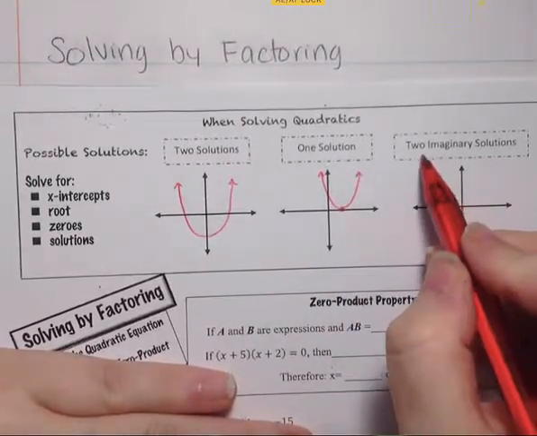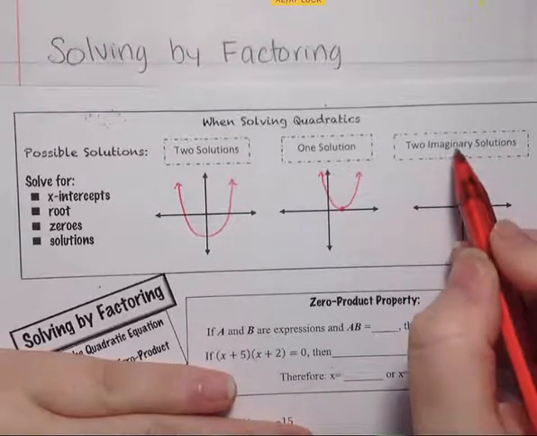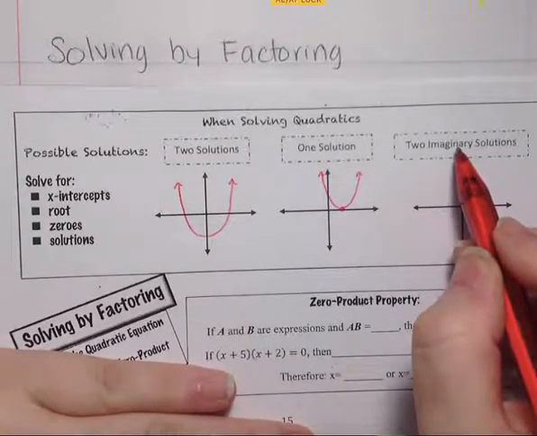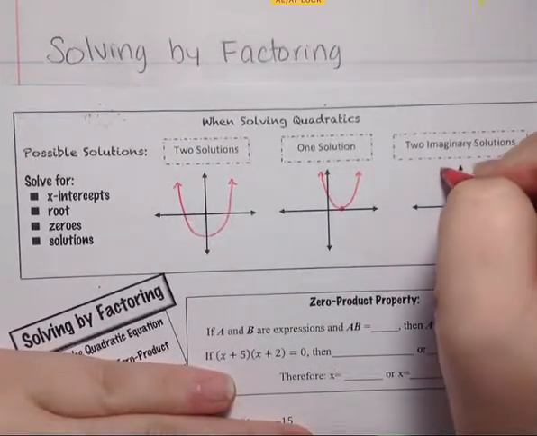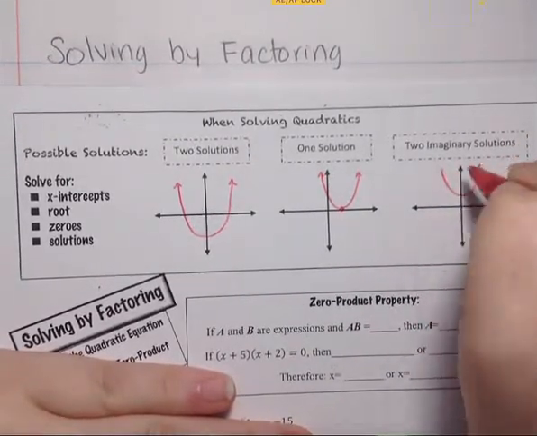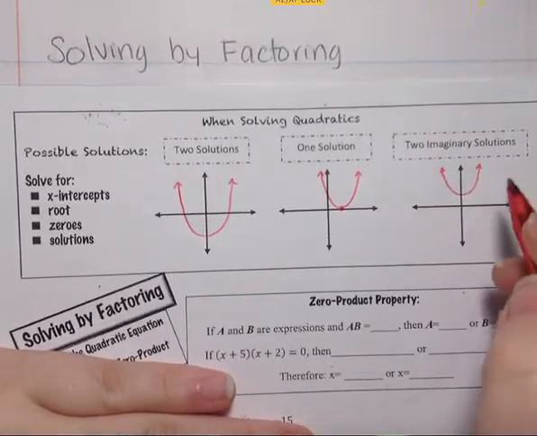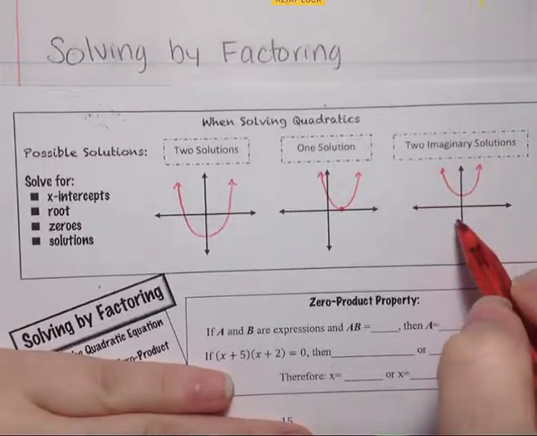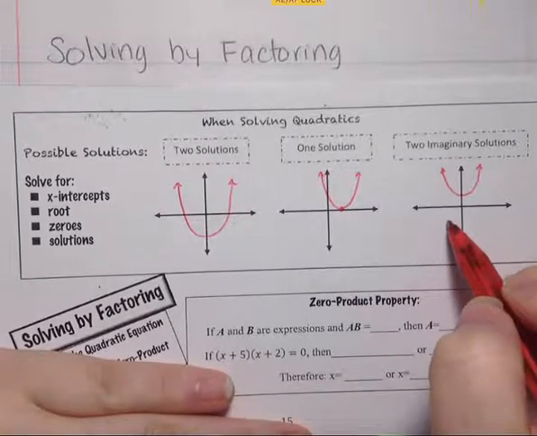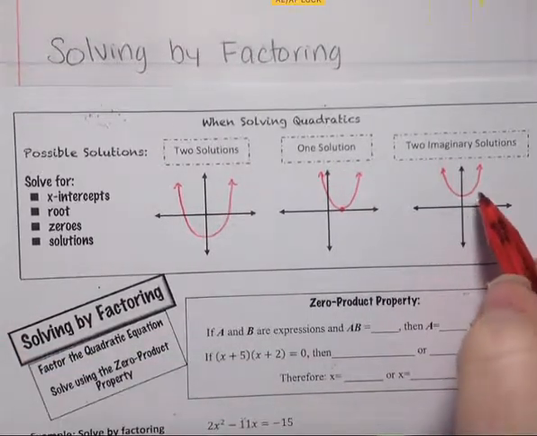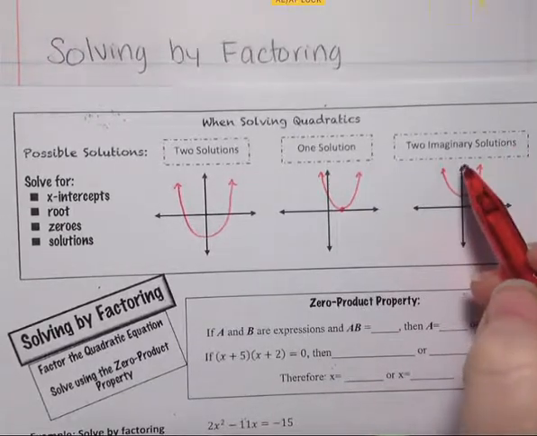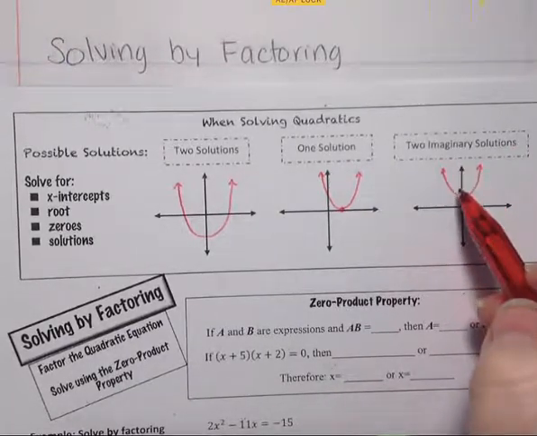But we can also have two imaginary solutions. An imaginary solution is when the quadratic will not cross the x-axis. So our parabola would be opening up and the vertex would be above the x-axis, or the vertex is below the x-axis and it opens down. This would be two imaginary solutions. This also tells us that the quadratic is not factorable.